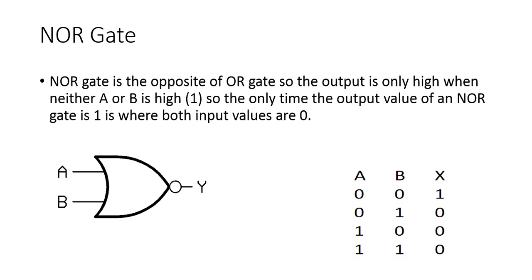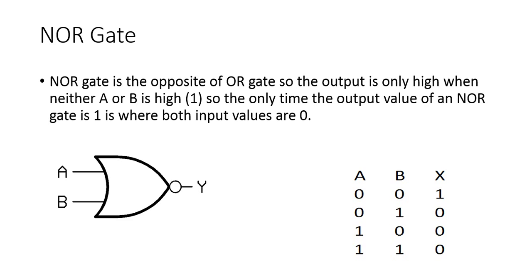So as you can see, on the left we've got the picture of the NOR gate. Now it's exactly the same as the OR gate, apart from the circle here. Now what this means is, it's an inverter, so it inverts the output values of the OR gate.